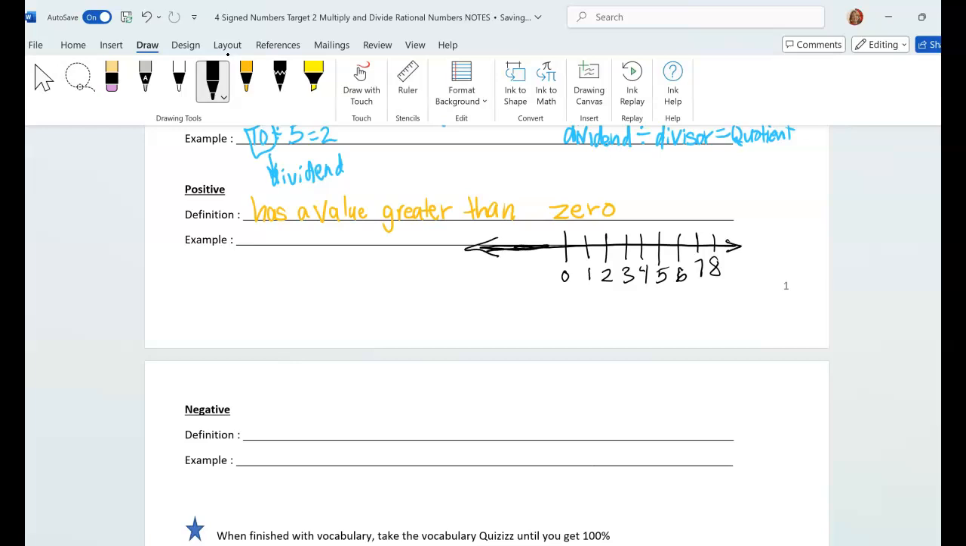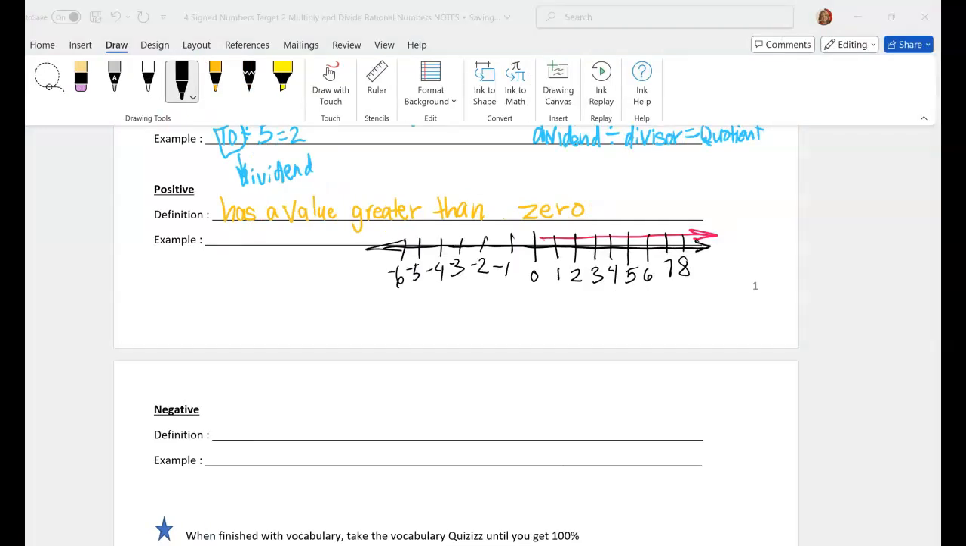So I saved you the pain of watching me complete the number line. I added some negative numbers on there. Anyway, you can see that a positive number has a value greater than 0.